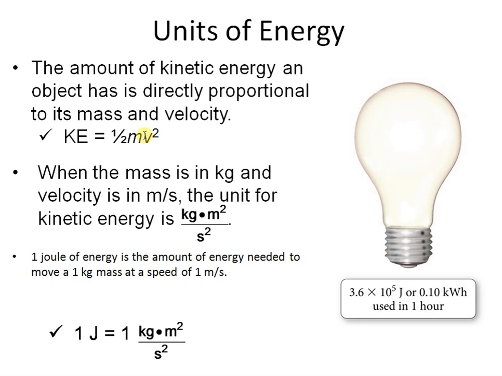Anyways, so when the mass is in kilograms and the velocity is in meters per second, the unit for kinetic energy becomes kilogram meter squared over second squared. And the reason that we use kilograms is because the Newton, which is the unit for force, is based on kilograms, and this is mainly coming from the physicist's point of view.